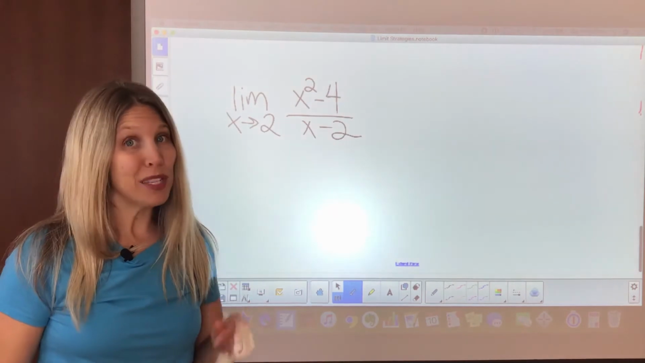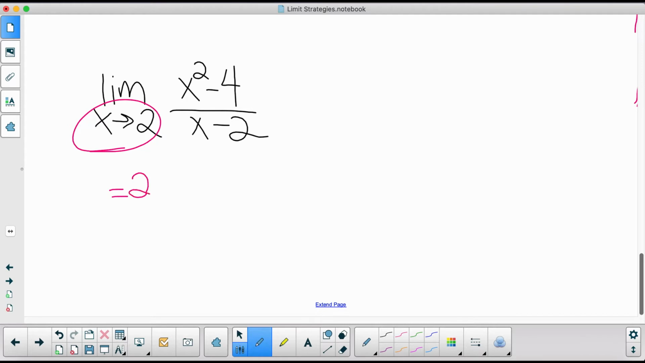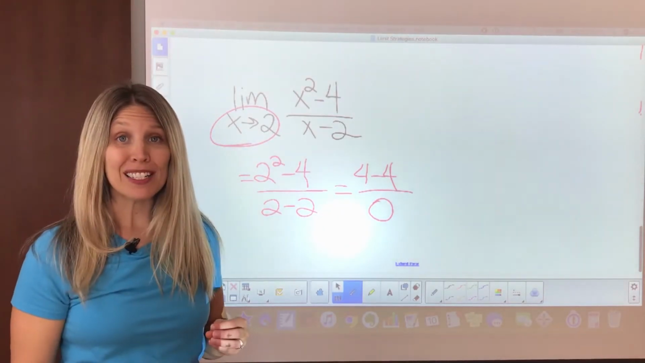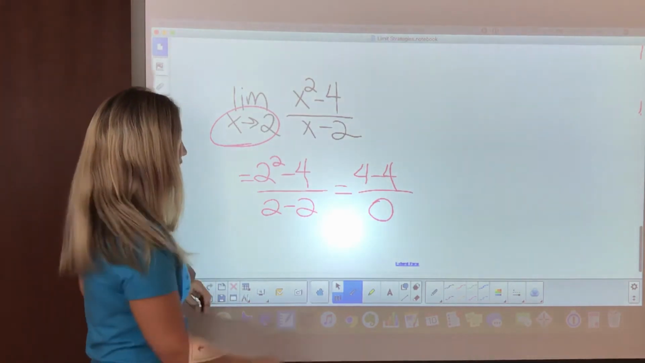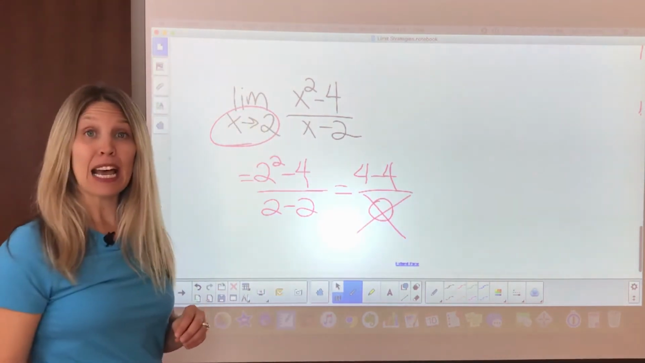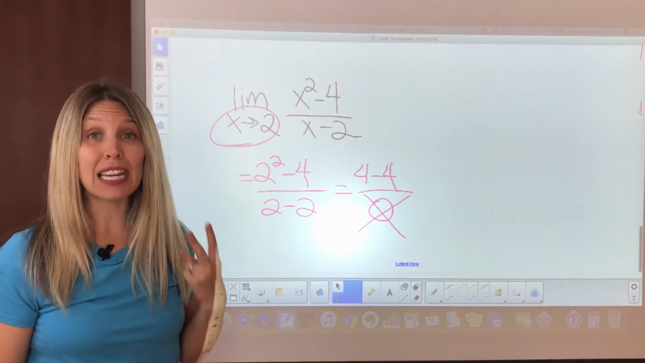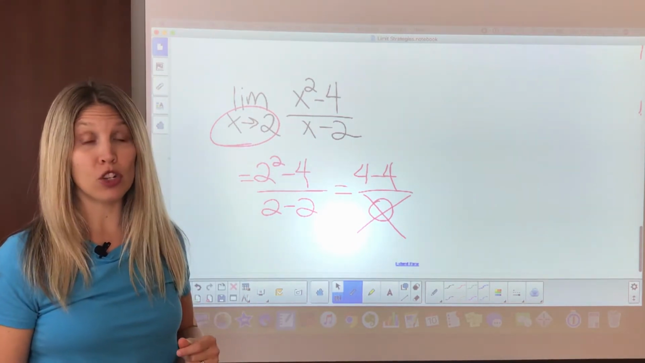Now let's try this problem and see what happens. We have as x goes to 2. So you'll have 2 squared minus 4 all over 2 minus 2, which leads us to 4 minus 4 over 0. And what happens when you have 0 in the denominator? That's a no-go, right? Cannot have 0 in the denominator. Therefore, we tried plugging it in, but this leads us to our second strategy. When plugging it in doesn't work, you have to try the next strategy in your toolbox.